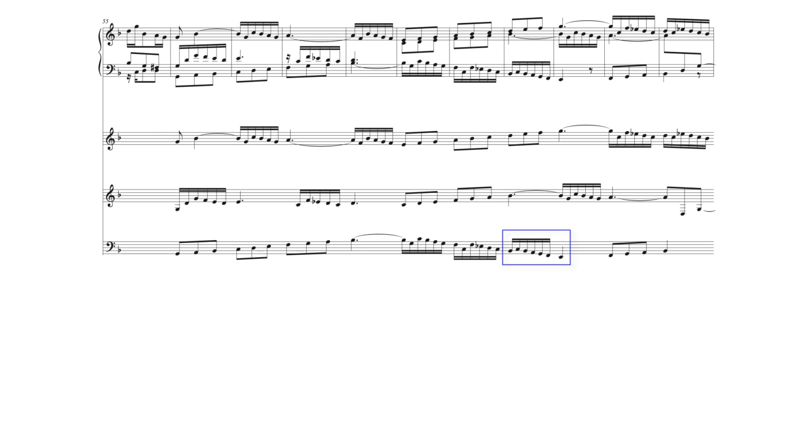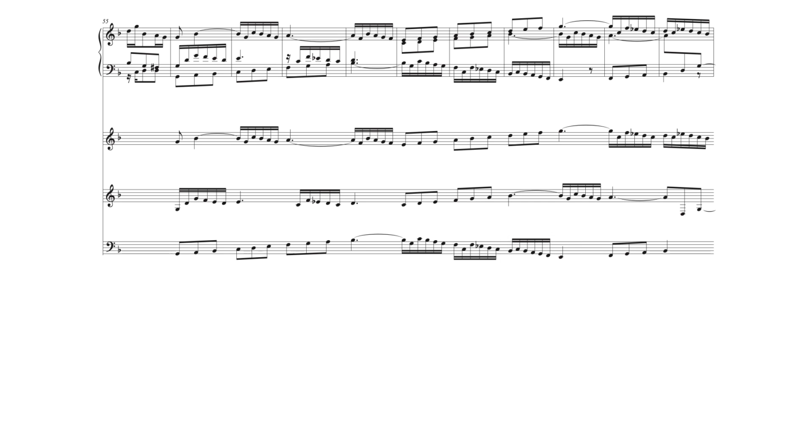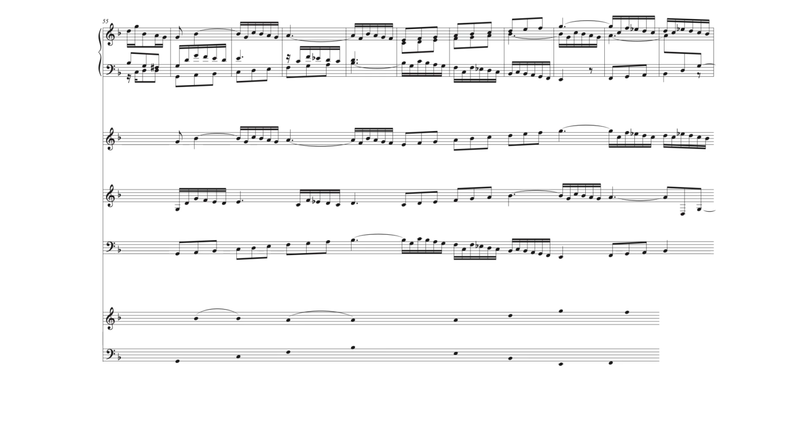Here Bach uses this figure, which is reminiscent of this figure from the counter subject, as it also descends to the leading note here in the key of F major. Through these bars, the intervallic pattern between the top and lowest parts moves as a series of thirds to conclude with a final 8 in bar 64.